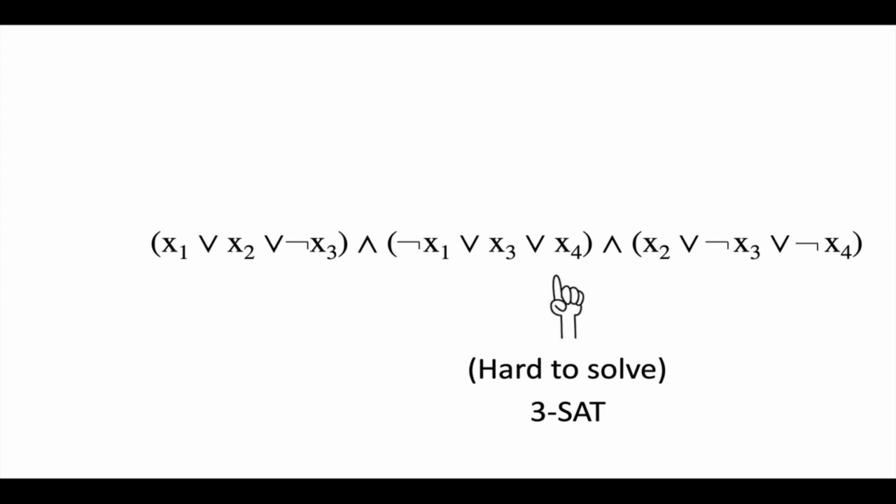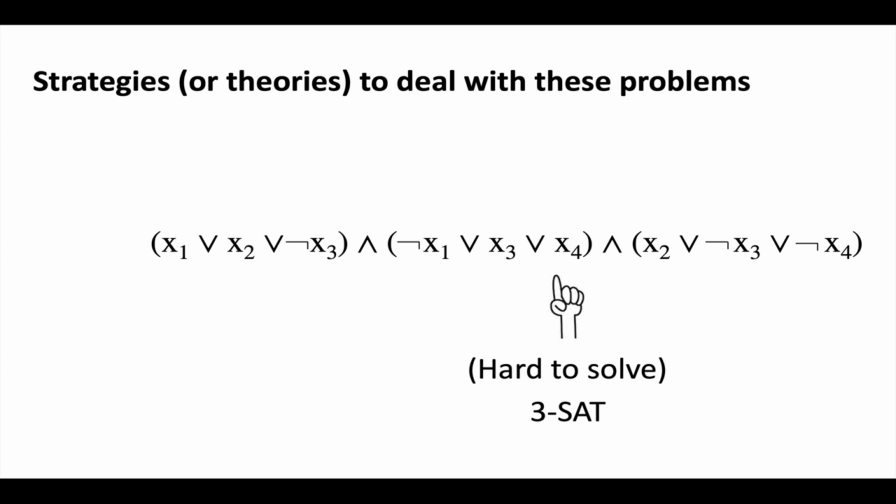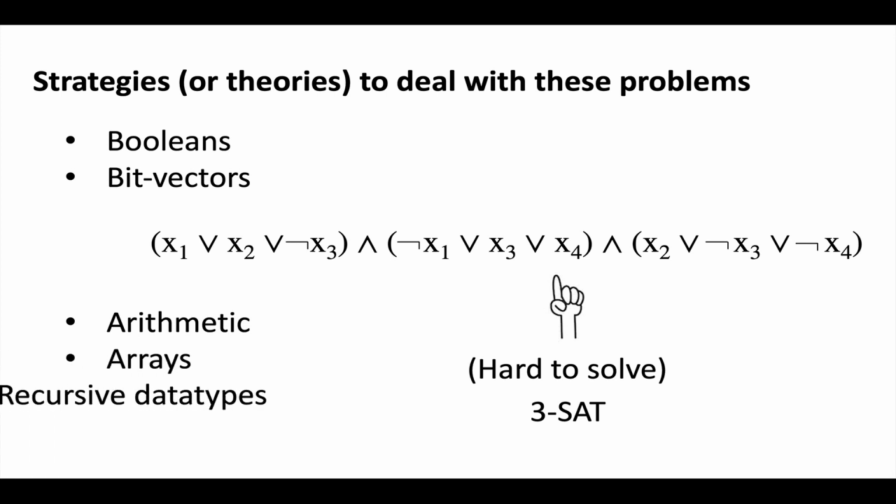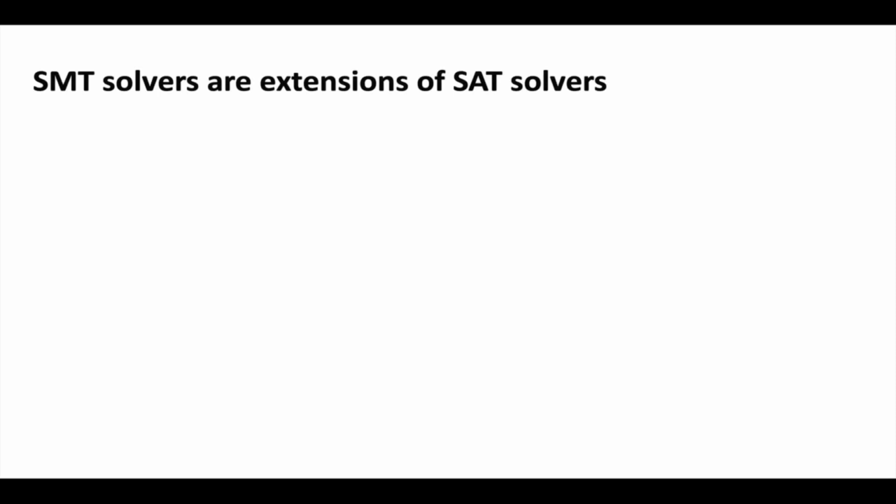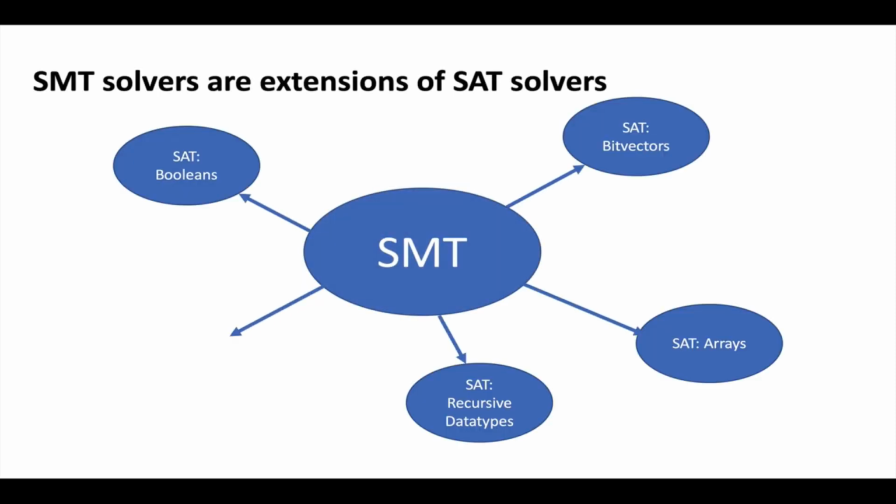So this means that a SAT solver is going to have to use very clever strategies to solve the problem in a realistic amount of time. These strategies are called theories for the SAT solver, and it's going to be able to select which ones based on the constraints and types that you choose to represent your problems. These can be theories based on Booleans, bit vectors, arithmetic, and recursive data types. So SMT solvers are in fact extensions of SAT solvers, where an SMT solver will call out to SAT solvers using one or more theories and have them solve specific problems for us.